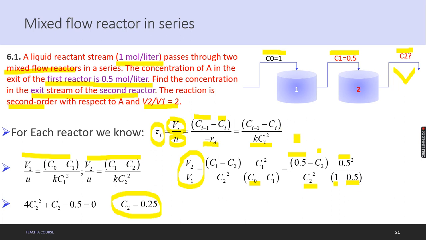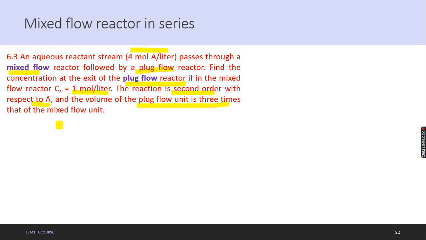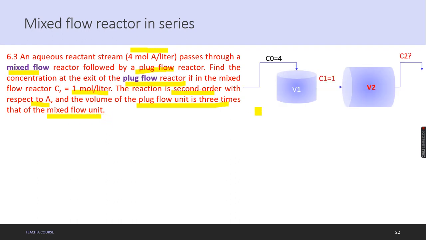Now we'll take another new example here, 6.2. Here an aqueous stream of given concentration passes through a mixed flow reactor followed by a plug flow reactor. So there are two things there. Find the concentration at the exit of the plug flow reactor, if the mixed flow reactor concentration is 1 mole per liter, the reaction is second order with respect to A, and the volume of the plug flow unit is 3 times that of the mixed flow. Very similar. The only thing is that in this case the diagram will be a little bit different.